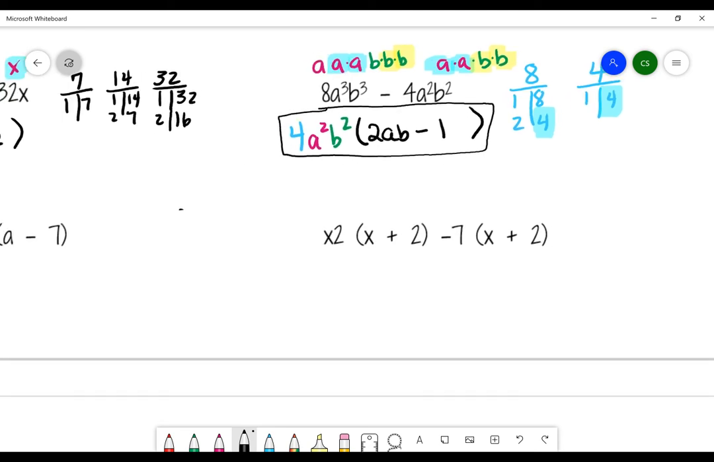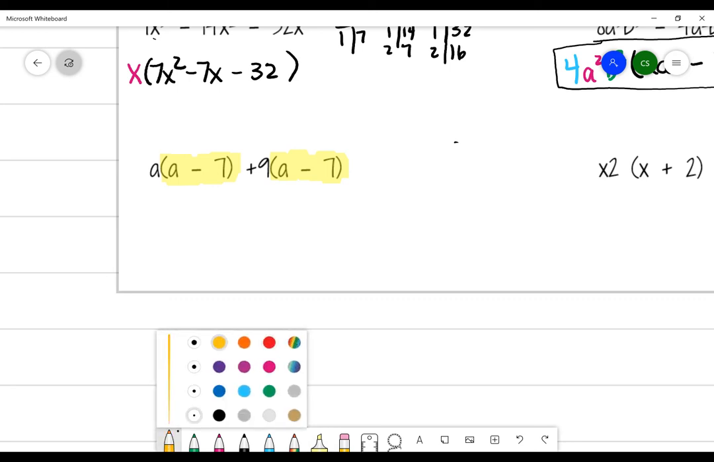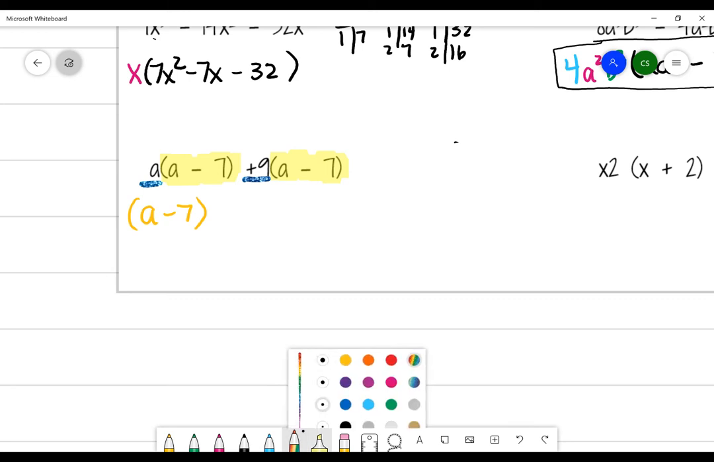And last but not least, some special ones. So a times a minus 7 plus 9 times a minus 7. What is the greatest common factor in this term? Remember, greatest common factor is 2 things that are being multiplied that they have in common. Common means more than 1. So I see a minus 7 2 times. So I can factor out a minus 7. And when I factor out a minus 7, what does it leave behind? A plus 9.